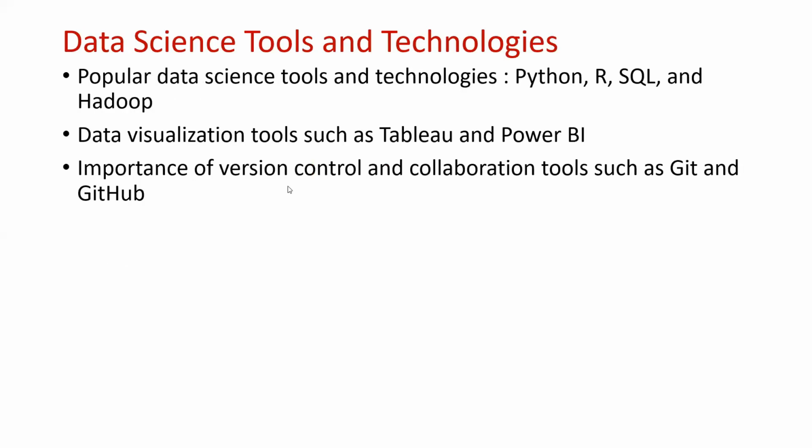So what are the data science tools and technologies? The popular data science tools and technologies are Python, R, SQL, and Hadoop. So do you know what Python is? Python is a very, very popular programming language. If you see the job opportunities in the US or Europe, it has been highest for Python, followed by Java, for the year 22. So you can Google it, top searched programming language or top searched job opportunities.